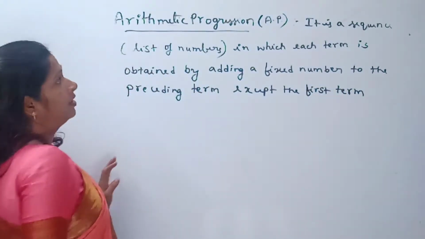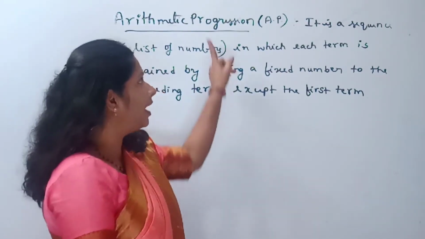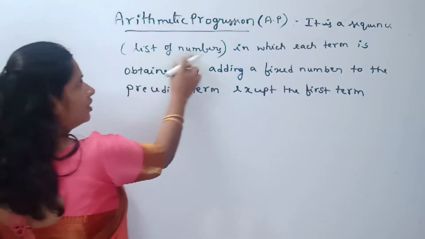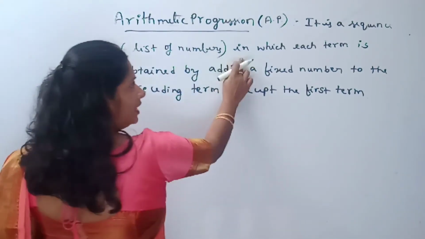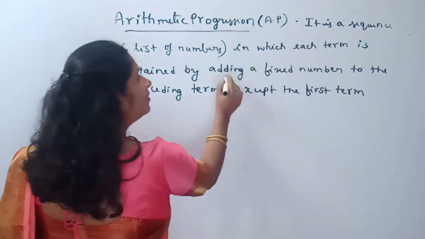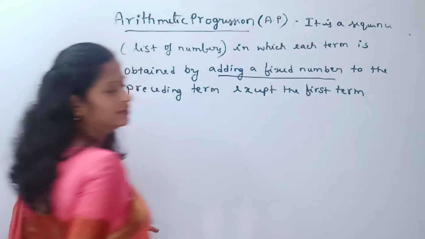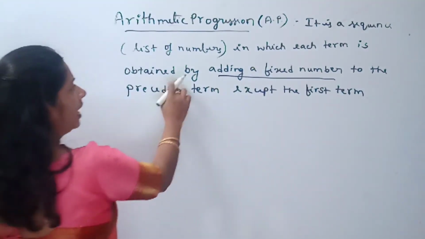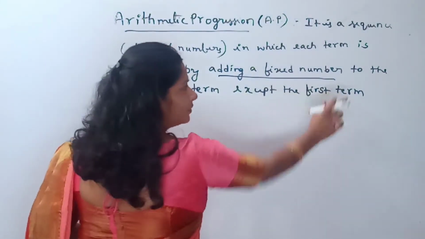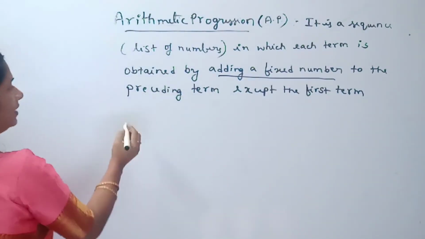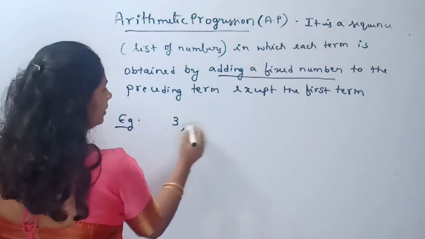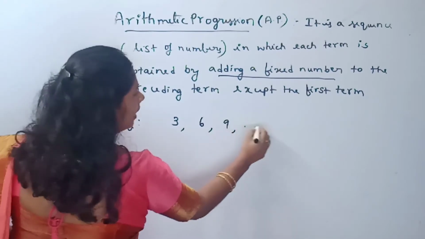Okay. What do you mean by arithmetic progression? Arithmetic progression, it is a sequence, or you can write list of numbers also, in which each term is obtained by adding a fixed number. It is very important, children. By adding a fixed number to the preceding term except the first term. I will explain with an example. Let me write one example. 3, 6, 9 and so on.